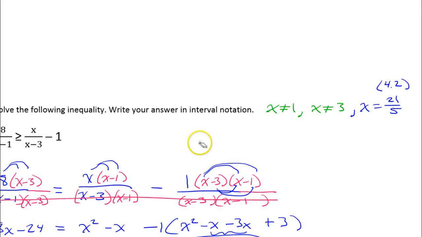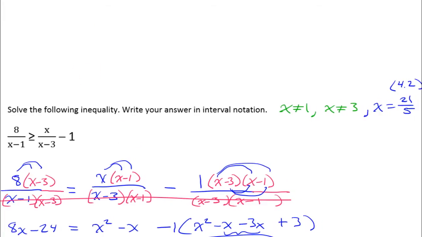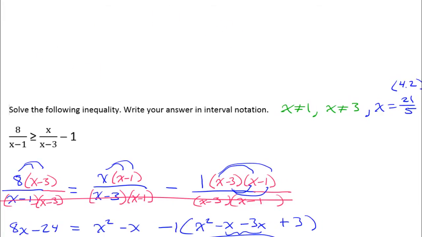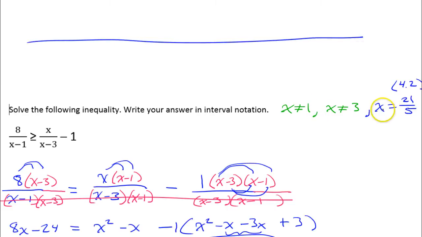Just so I have plenty of space, I'm going to graph my number line up here. So here we go. I have three critical values, and they happen to be in order right now. So here I go. I've got 1, and I've got 3, and I've got 21 fifths, which is the same thing as 4.2.